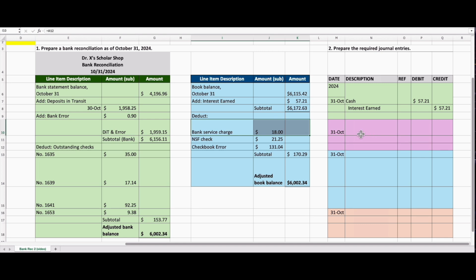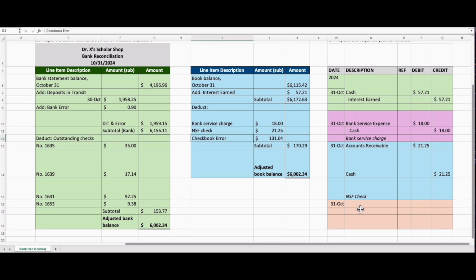Next, let's do the bank service charge. We put that on bank service expense in the amount of $18. We credit cash because that's how we pay for it, and our explanation is that it's a bank service charge. Next up is the NSF check, where we debit accounts receivable in the amount of $21.25, and we credit cash in the same amount. Our explanation is it's an NSF check.